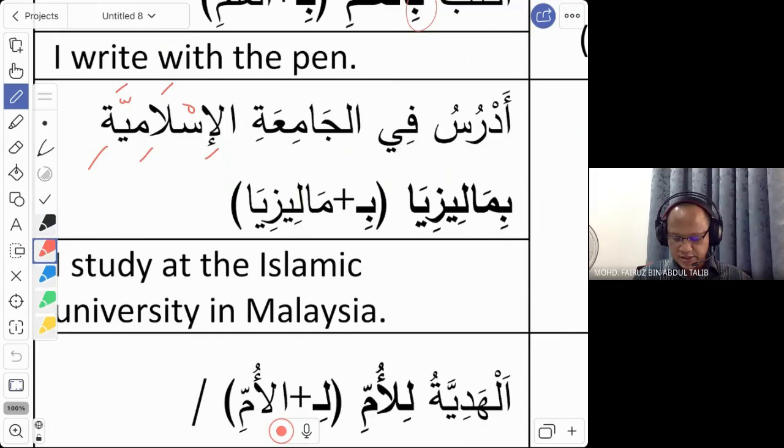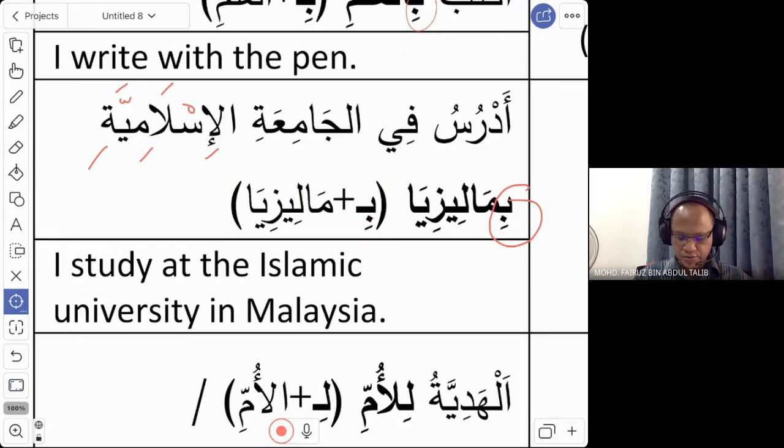B, Malaysia. So here, this is the word B. It can be in or it can be at, depending on the context. All right. So B, Malaysia, in Malaysia. So B here can replace the word fee. So this is another meaning for the word B.